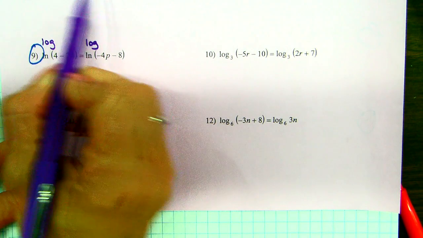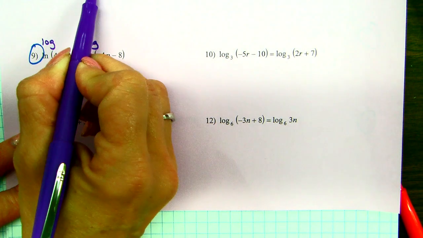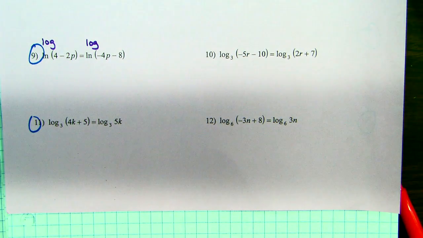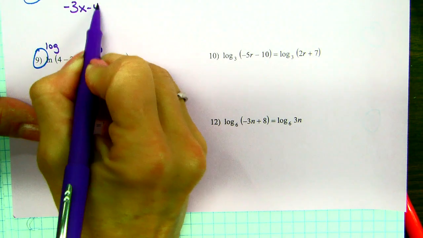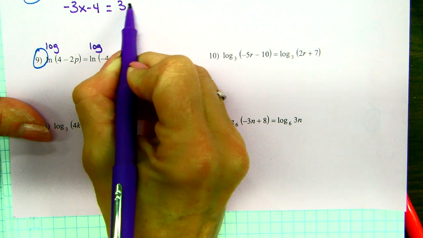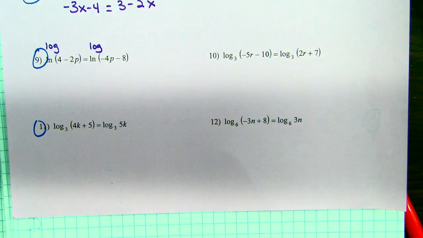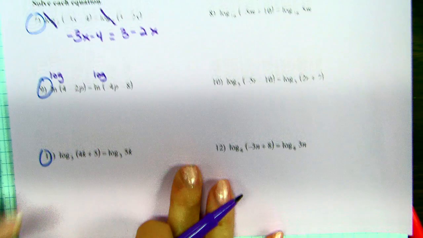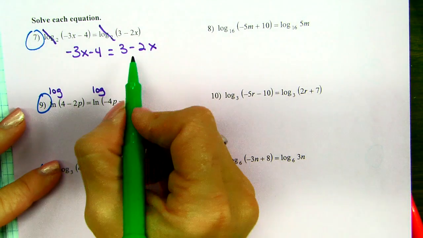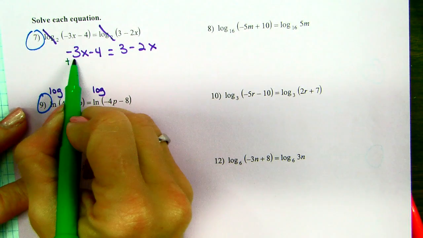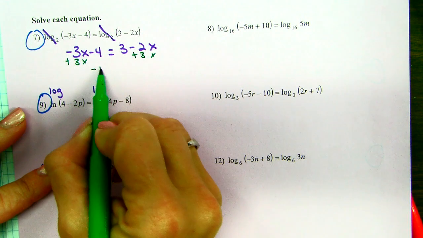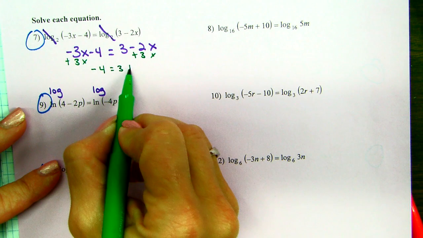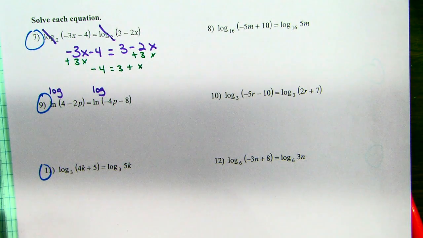Okay, so log base 2, log base 2 on each side. Think about it: the equation is balanced, so you can just cross them out. And you're left with just negative 3x minus 4 equals 3 minus 2x. And then we should have no problem solving from there. Right, Evan? So I'm going to do negative 2x plus 3x is 1x.